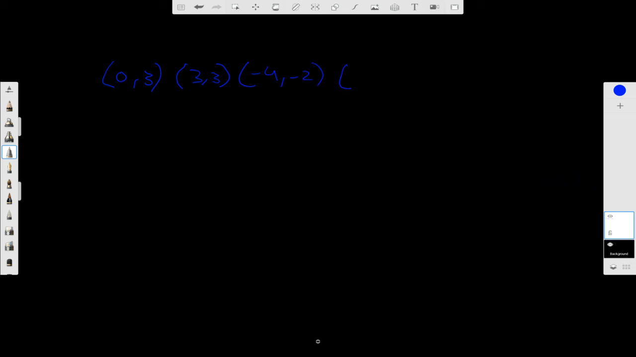I'll do -1, -2, and... or you know what? I'll do 2, -2. So those are our sets of coordinates right now. And so now we're going to graph these. We're going to need a whole graph for this because they're going into the -2.